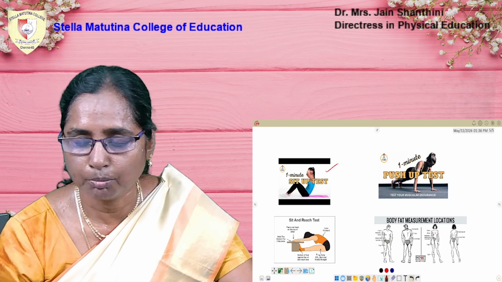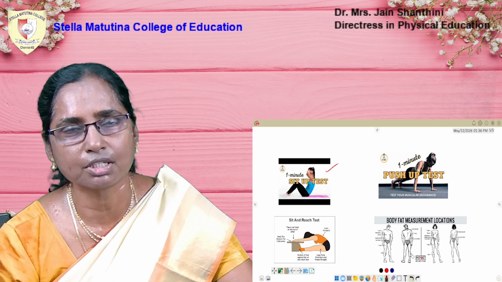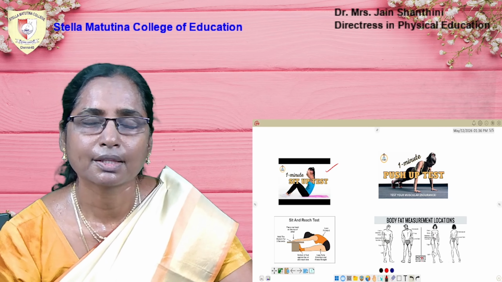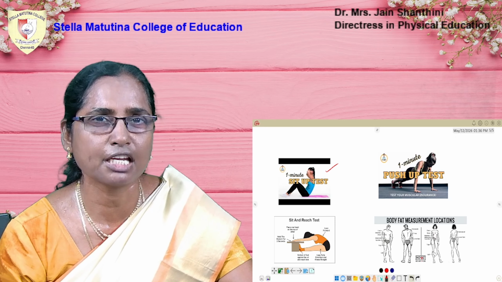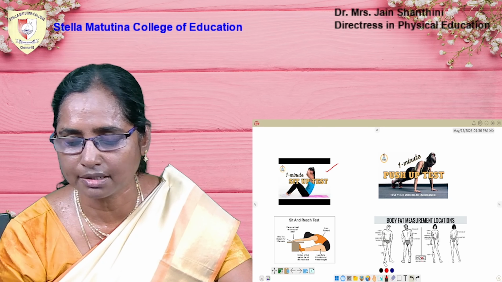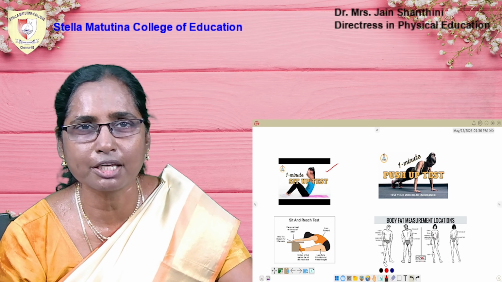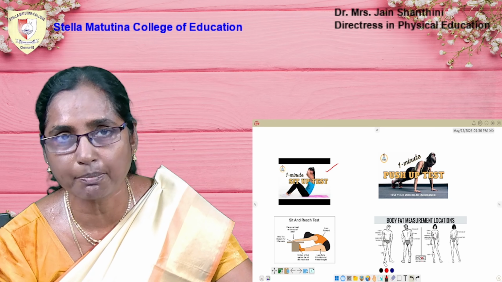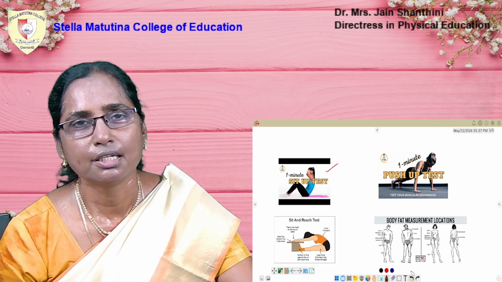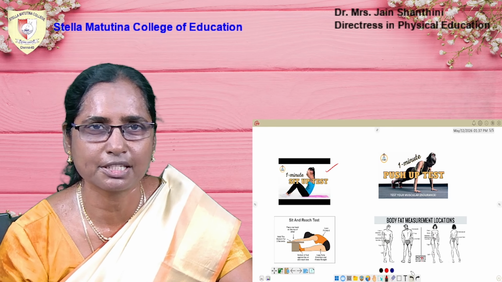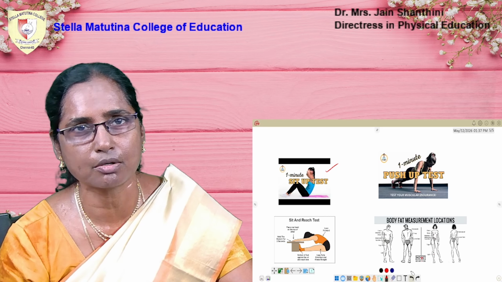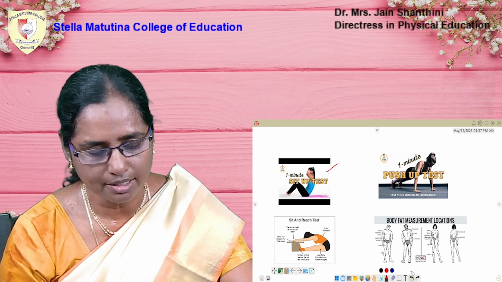Then the body fat measurement. This is for the total amount of fat which has been deposited in your body. We take a skin fold caliper, that is the measurement scale. With that we measure the body fat deposited in the subscapular, triceps, biceps, lower back and thigh region. This amount of fat will be calculated, and it will be analyzed whether you are obese, overweight, or underweight.